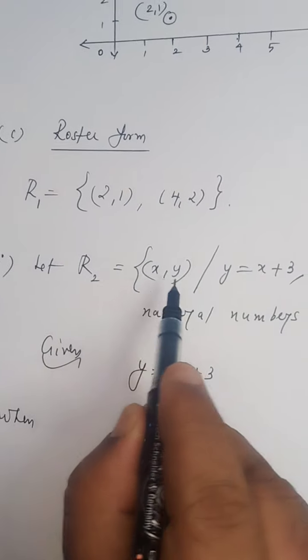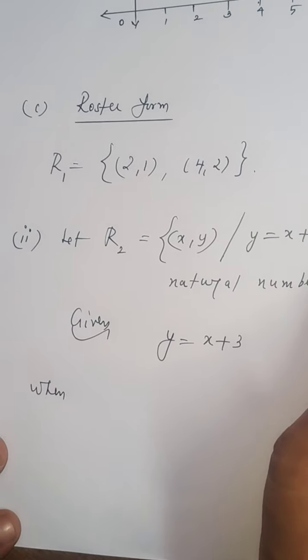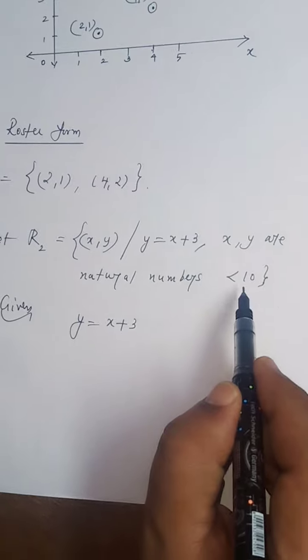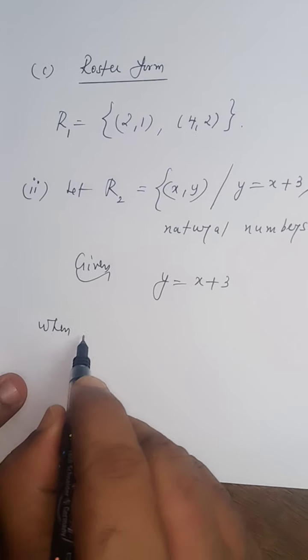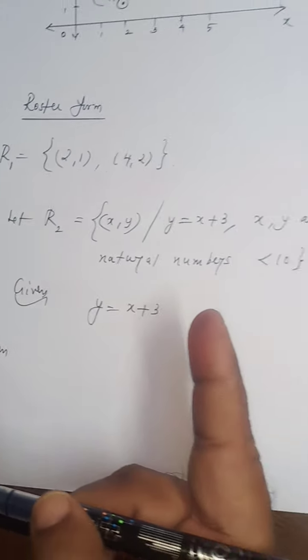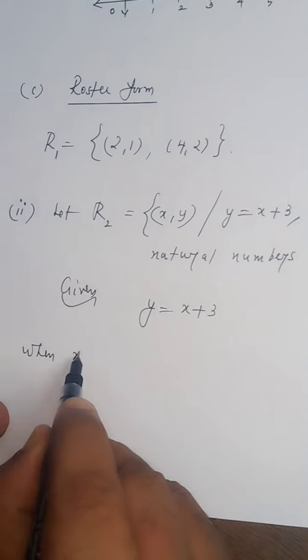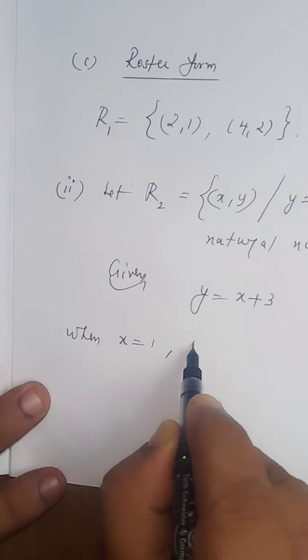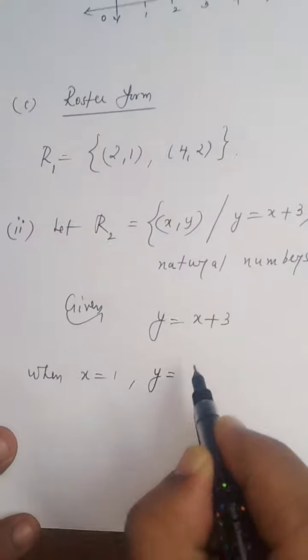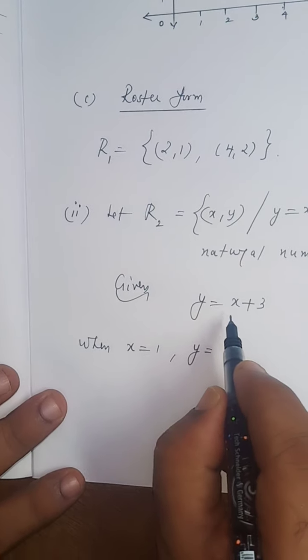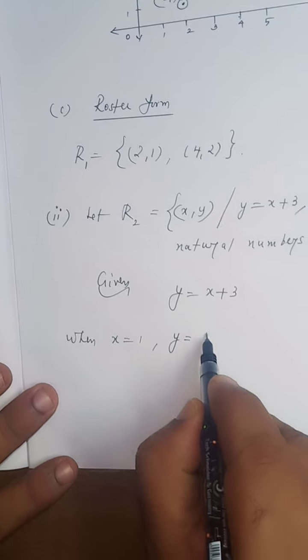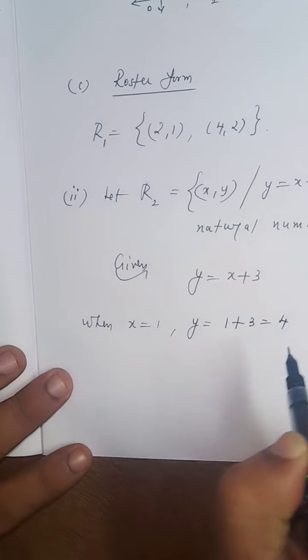x, y. Okay, x and y are natural numbers less than 10. You know that the starting natural number is 1, so I consider x equals 1. I am going to calculate y. Substitute x equals 1: 1 plus 3 is equal to 4.